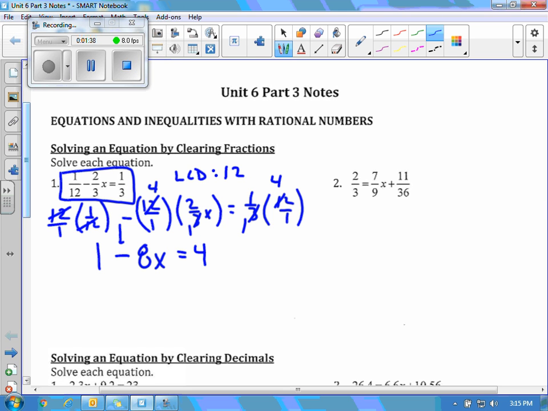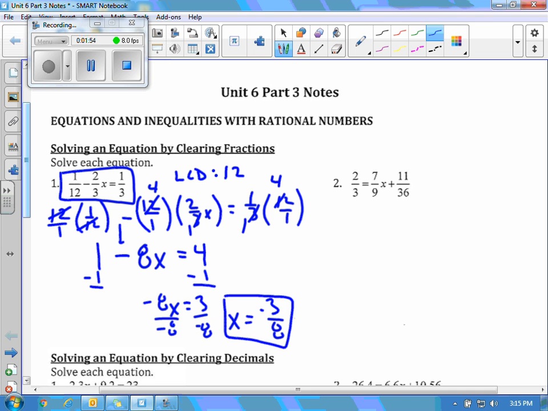Now I just need to get x by itself like always. So I'm going to subtract 1 from both sides. I'll get negative 8x equals 3. And then I need to divide both sides by negative 8. So I'll get x equals negative 3/8 for my answer. I'll let you guys try that with number 2. If you need help, just ask me.